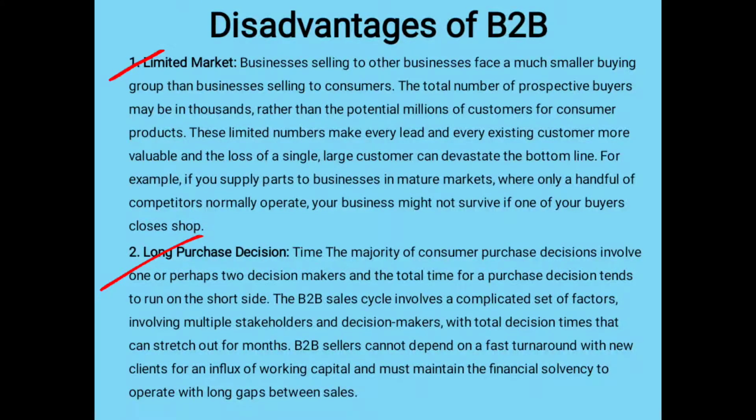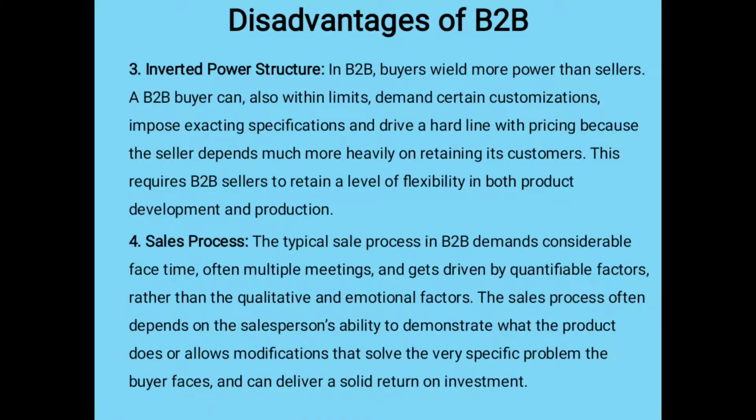B2B sellers cannot depend on a fast turnaround with new clients for an influx of working capital and must maintain the financial solvency to operate with long gaps between sales. So long term decisions take a longer time in the business to business model. Then, another two disadvantages, which say inverted power structure in business to business.